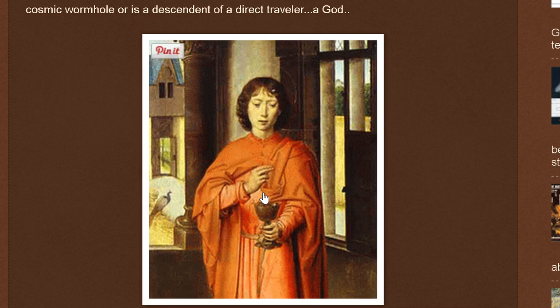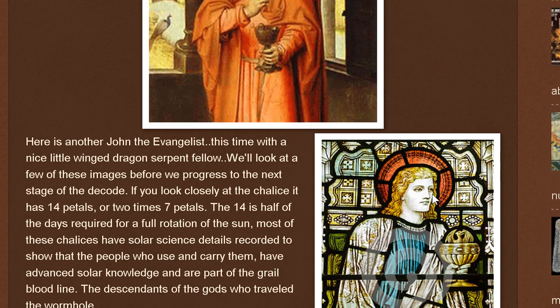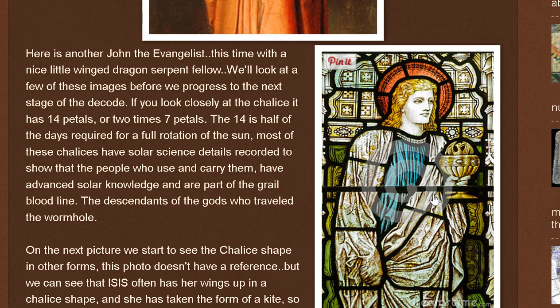The serpent is the sign of the cosmic wormhole that is associated with the bottom star, Ra's star of the Trinity of Suns. This star is a wormhole that looks like a vesica piscis when opened. In the first respect, this symbol means that the person shown with the cup is either a direct traveler of the cosmic wormhole or is a descendant of a direct traveler, a god. Here is another John the Evangelist, this time with a nice little winged dragon serpent fellow. We'll look at a few of these images before we progress to the next stage of the decode.